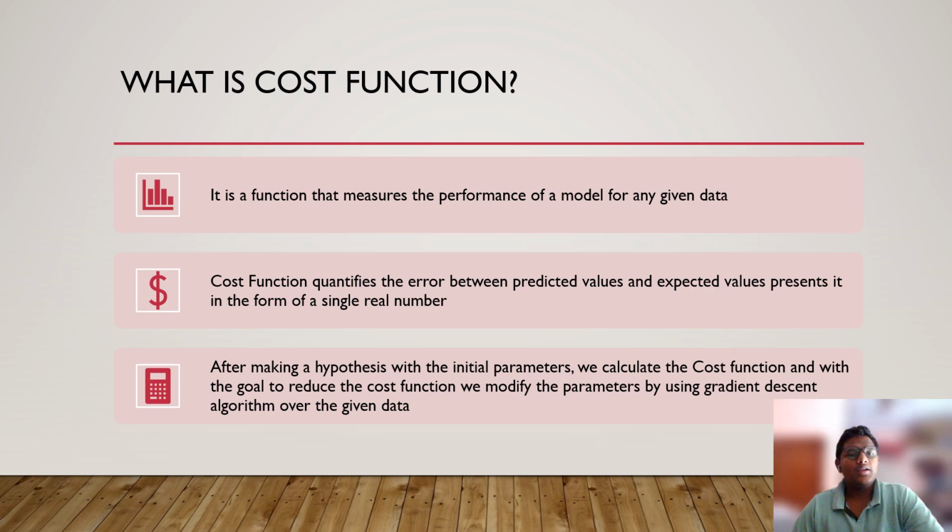Our main goal is to reduce the cost function by modifying the parameters. This modification is done by using the gradient descent algorithm over the data. If we are given any data, we generally use the gradient descent algorithm in order to find the local minima, meaning the minimum cost function.